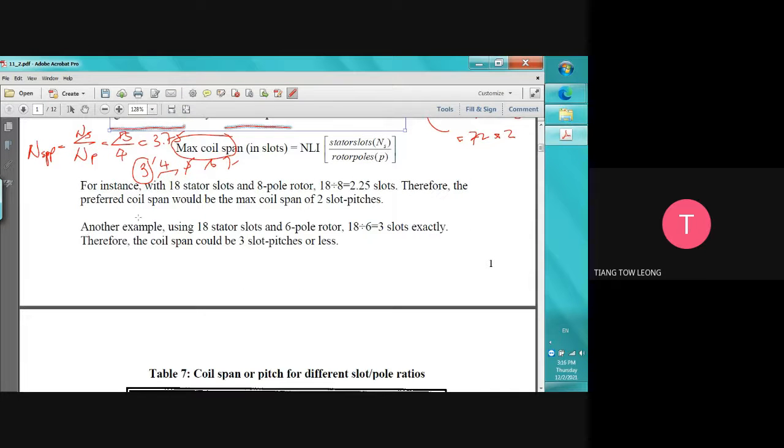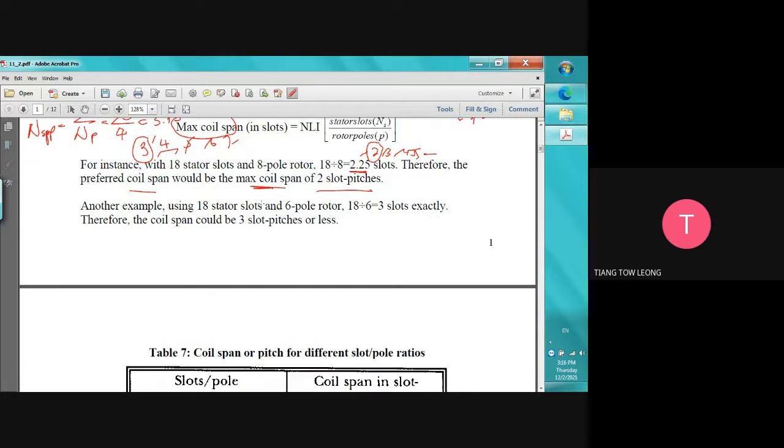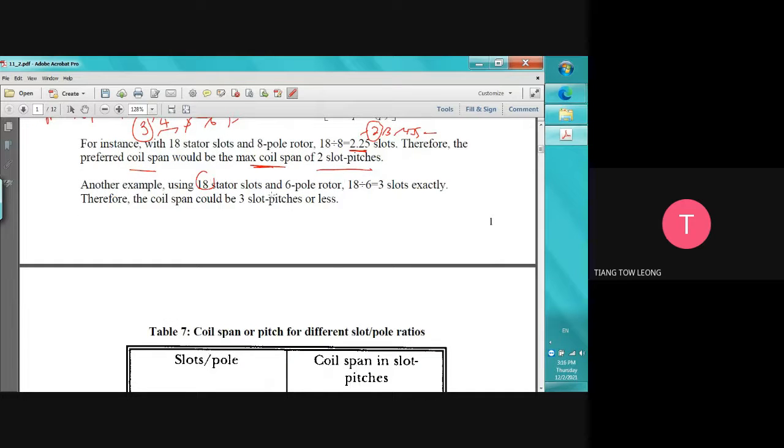For instance, with an 18 slot and an 8 pole, we use 18 divided by 8, which is 2.25. Therefore, the preferred coil span will be the maximum coil span of a 2 slot pitch, because the next lowest integer is 2, then 3, 4 like this. The next integer, so this is the lowest one. Another example is 18 slot with a 6 pole. So 18 divided by 6 is exactly 3 slots. So we just use exactly a 3 slot pitch.